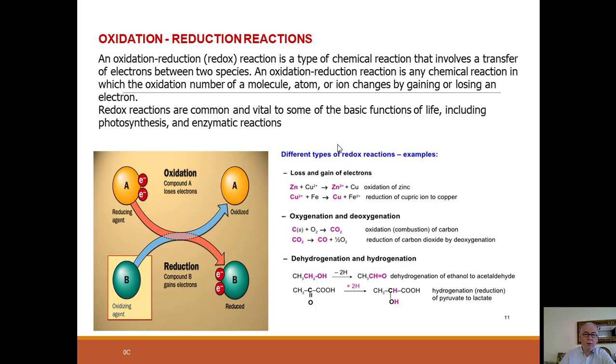When we look at these reactions, for example, loss and gain of electrons, in the first reaction we can see oxidation of zinc, and in the second one, reduction of cupric ion to copper. Also, there are other oxidation and dehydrogenation reactions during carbon dioxide metabolism. We see oxidation of carbon and reduction of carbon dioxide by deoxygenation.